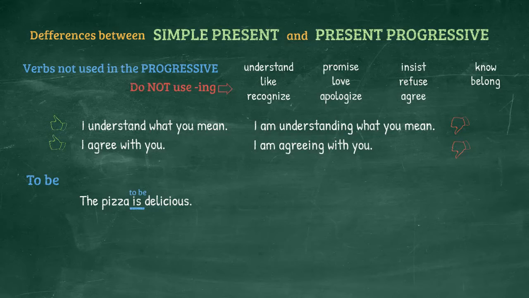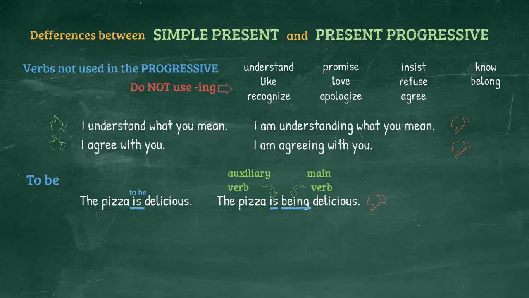However, if we use the verb to be in the present progressive, it gets a little bit weird. For instance, the pizza is being delicious. Here we have the verb to be as the auxiliary verb, which in this case is, and we also have it as the main verb. In this sentence, it does not work.